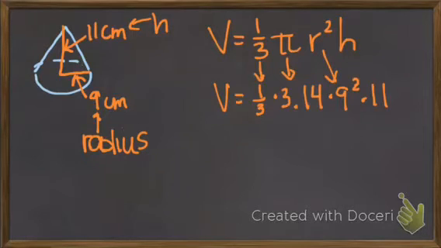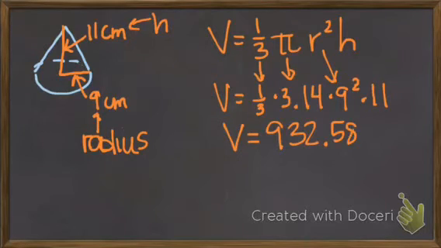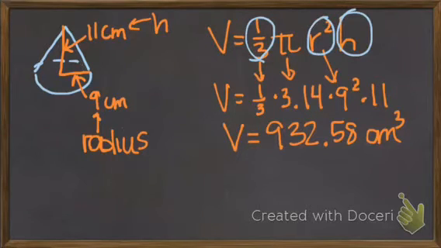I can put this all in my calculator all at once, and I get a volume of 932.58 centimeters cubed. And that is your volume. Another way to solve this that's actually more accurate is to leave your answer in terms of pi. And what that means is that you're going to multiply all of these numbers together, and you're going to move pi over here to the end, and then your answer is going to have a pi in it.